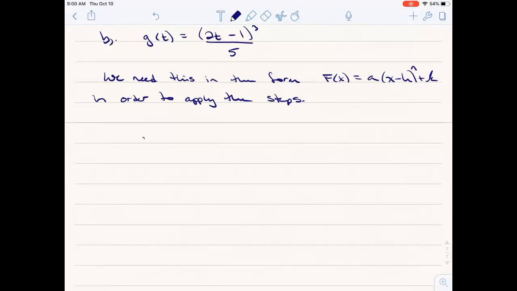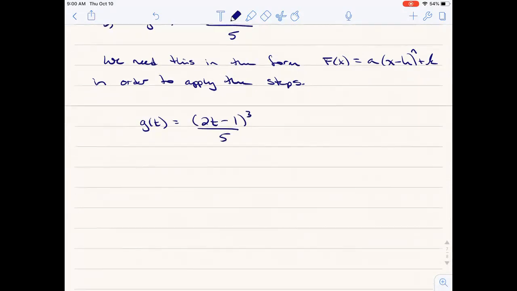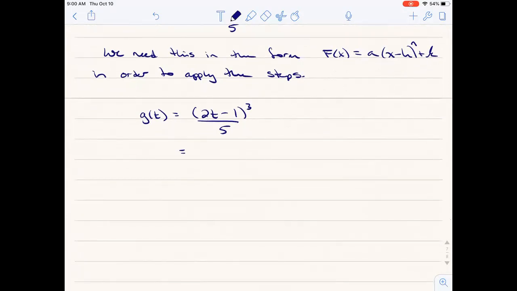So we've got g of t, 2t minus 1. Do you guys figure out how to make this look like we wanted it to? So the trick is, we can rewrite this as 1 over 5, right, times 2t minus 1 to the 3.